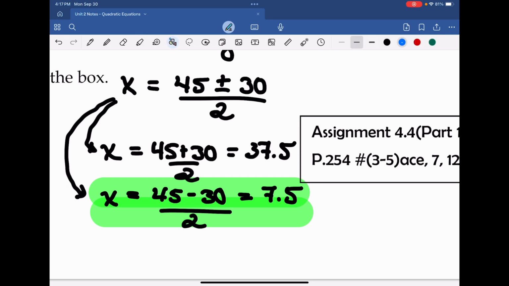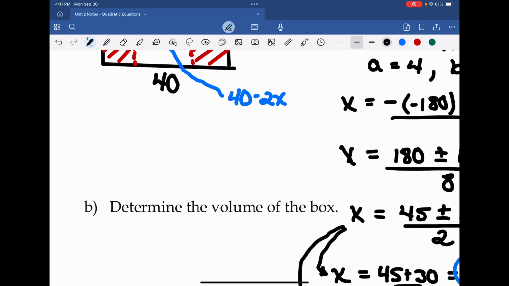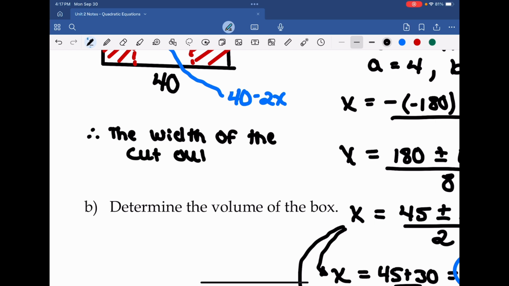The other one, what we want to do is circle it, cross it out, and write extraneous above it. And it's really important you do this, because if you leave both solutions and you just highlight both and say, hey, these are my x values, you've ignored the fact that 37.5 cannot exist in this problem. And in fact, it's an extraneous root. All right, we're going to make sure we write a sentence just below here. So just like we did in the previous one, right below our diagram: therefore the width of the cutout is 7.5 centimeters.